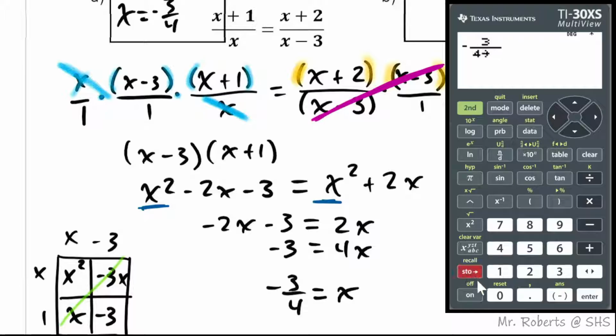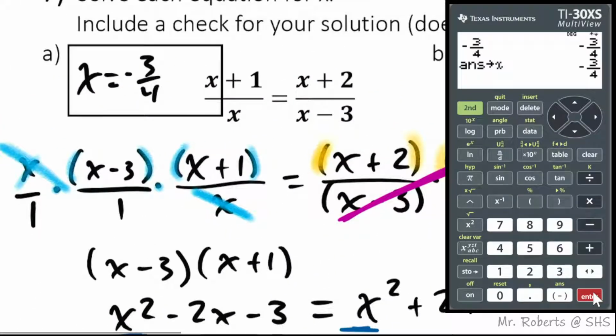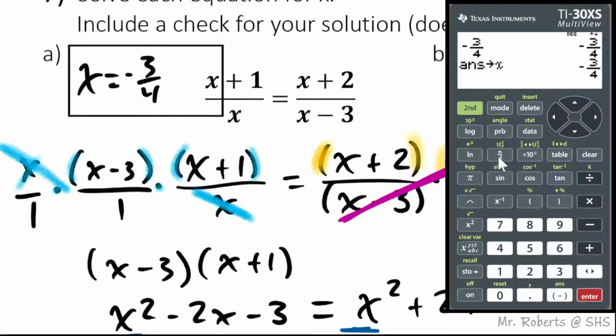So I'm going to go negative 3/4, store, oops, not there. Negative 3/4, delete you. Enter that, and I'm just going to hit store that as x. There we go. And if I look at the left-hand side of the equation, the left-hand side was x plus 1 over x minus 3. So I'm going to grab a fraction. I'm going to look at x plus 1 over x minus 3, and I can see that that gives me negative 1/3.